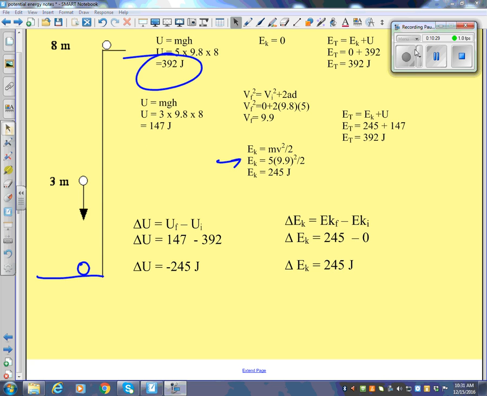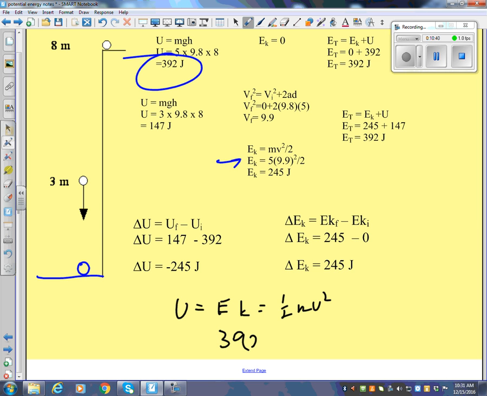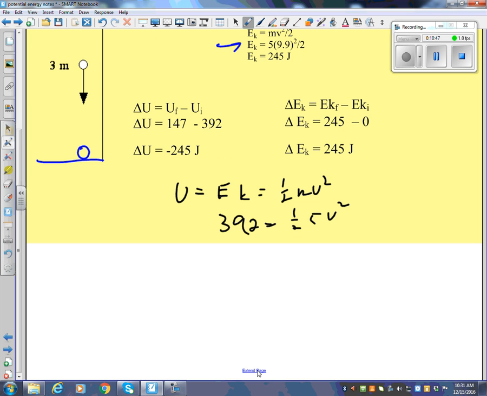So if the question asked how fast you'd be going, the potential energy would be equal to the Ek, which would be 1/2 mv squared. So the Ek at the bottom would be your 392. 1/2, the mass was 5, velocity squared, right? So it'd be 392. The 2 has to go up to the other side, so times by 2, divide by 5, take the square root. So you can do these questions from an energy standpoint now.